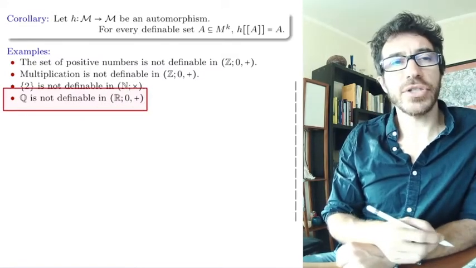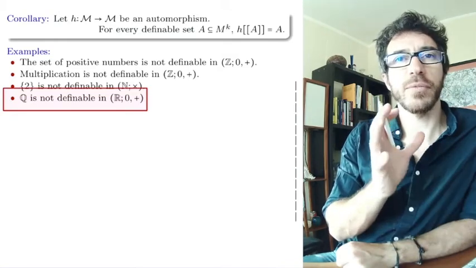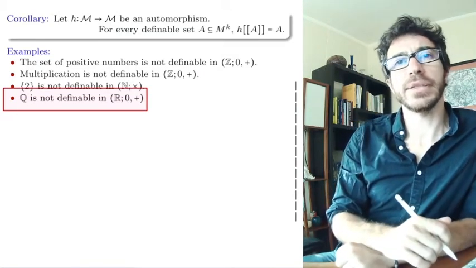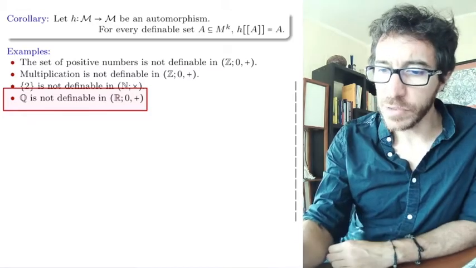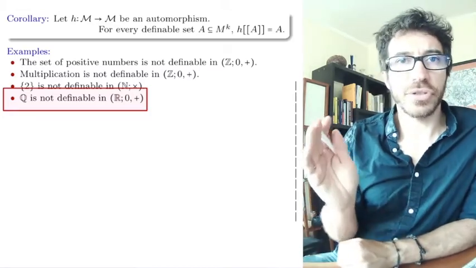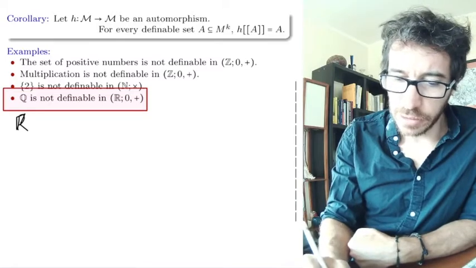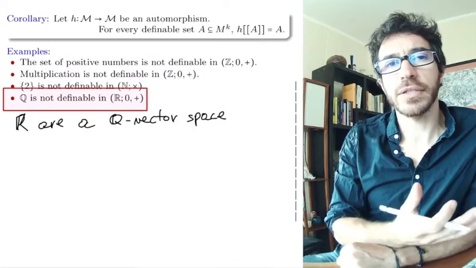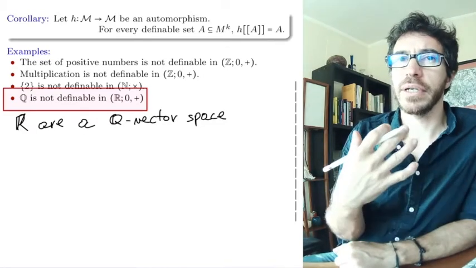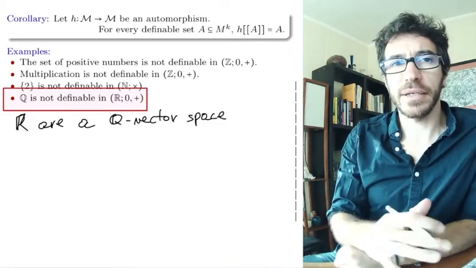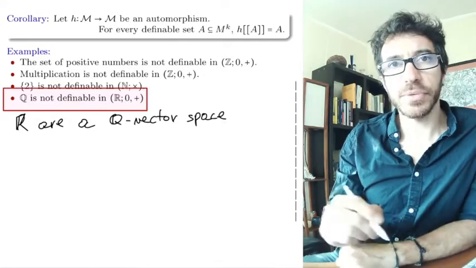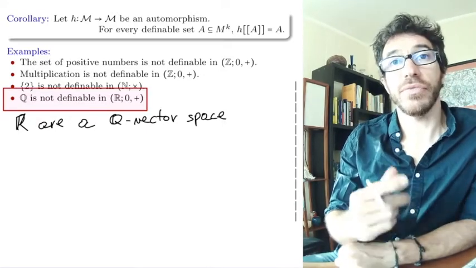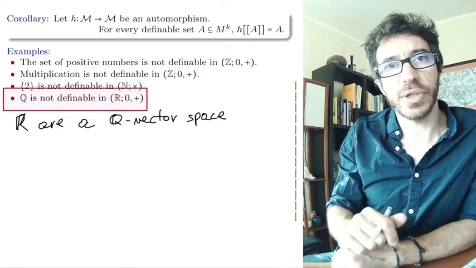That the rationals are not definable within the reals with plus. This one is a bit tricky, but it's quite interesting. The observation is that the reals are a Q vector space, a vector space over Q. Remember, a vector space is a structure where you can multiply by the elements of Q, your field, and you can add vectors to each other. But in this case, the vectors are just real numbers.